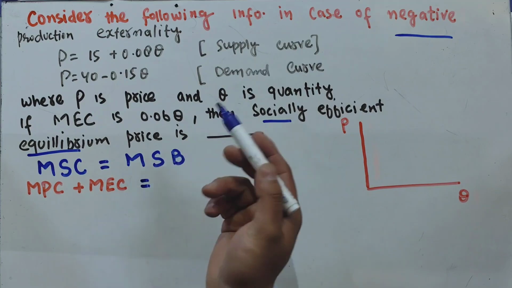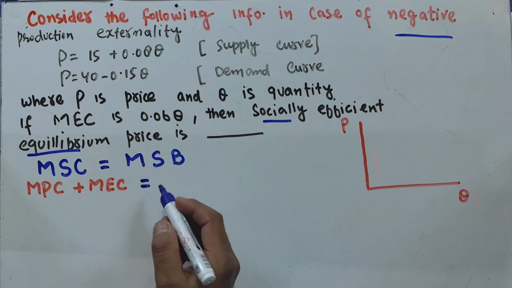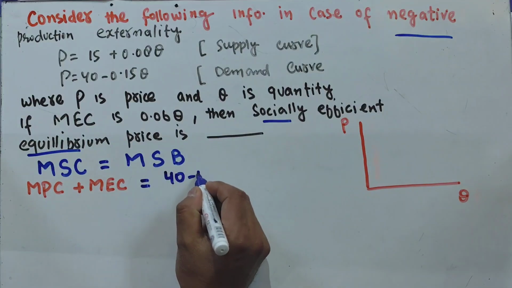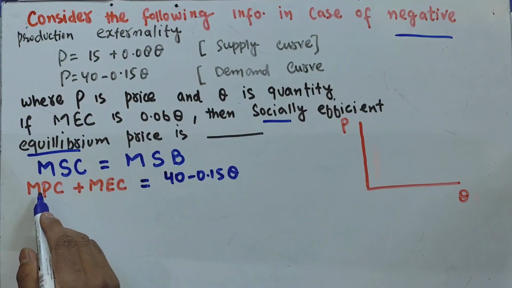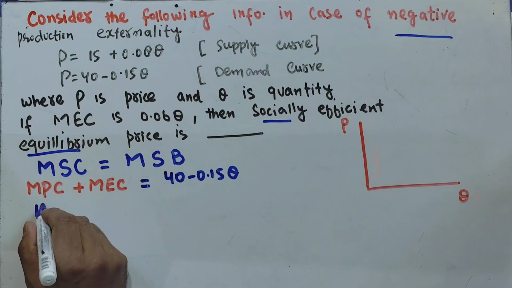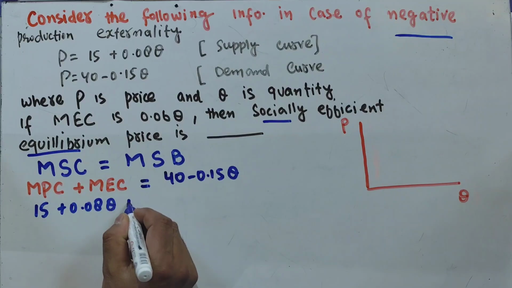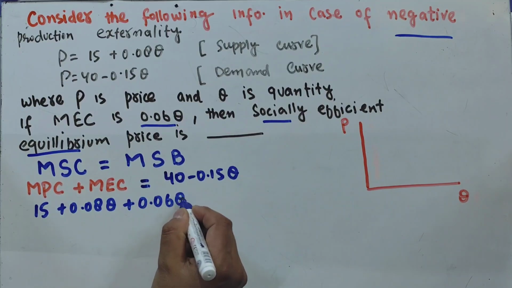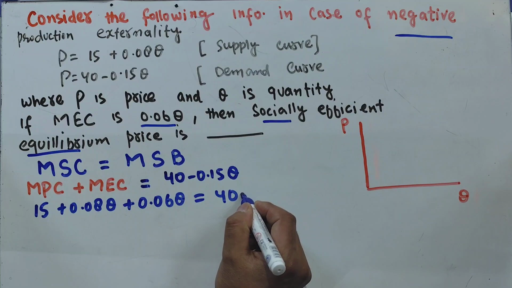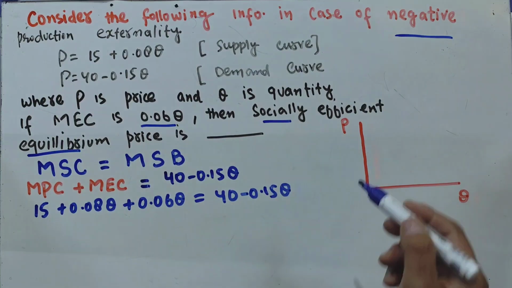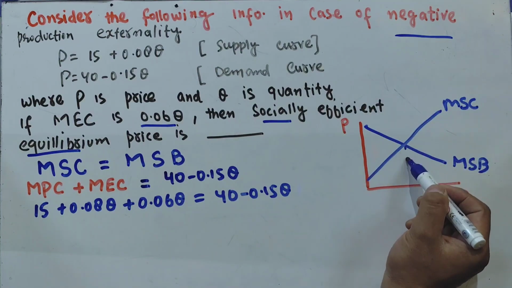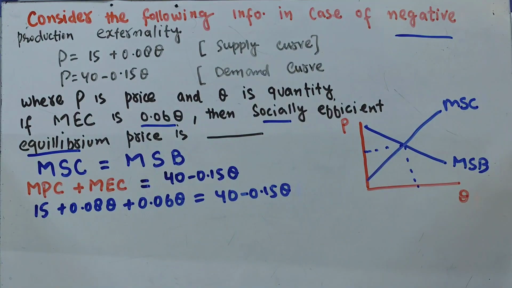And what is marginal social benefit? It is simply our demand function in case of this question. So we have marginal social benefit will be 40 minus 0.15 Q. Now, marginal private cost is our supply curve, which is being given as 15 plus 0.08 Q, and marginal external cost is being told to us, it is 0.06 Q, and it should be equal to marginal social benefit, which is 40 minus 0.15 Q. Okay, so graphically, if this is our marginal social benefit curve, this is our marginal social cost curve, this will give us the socially efficient equilibrium quantity and price.